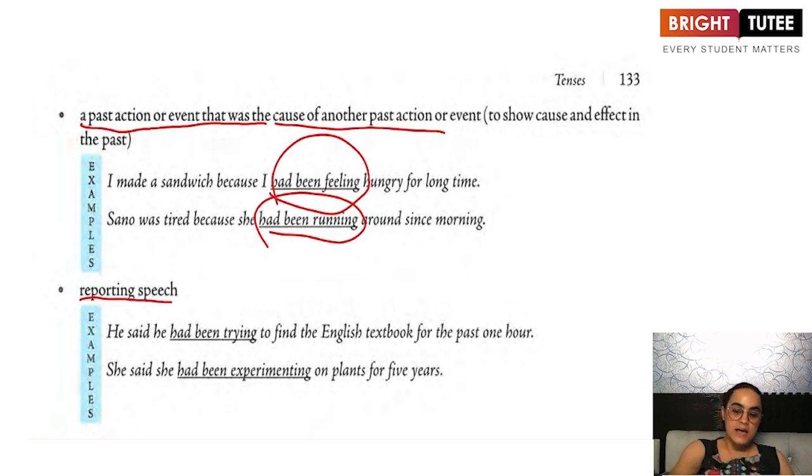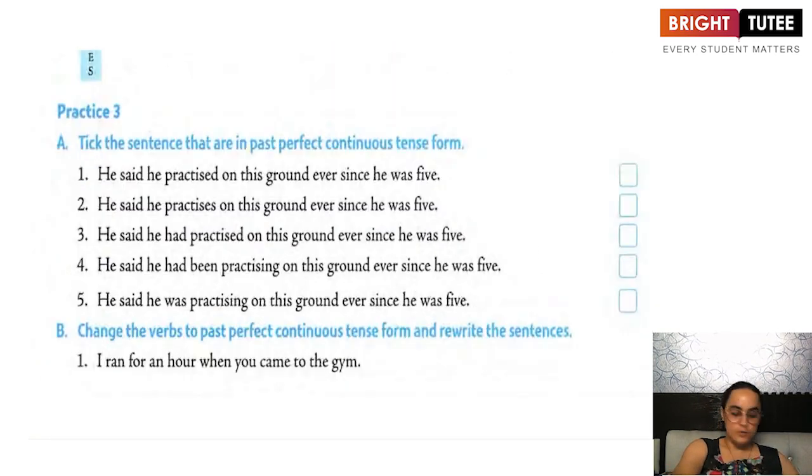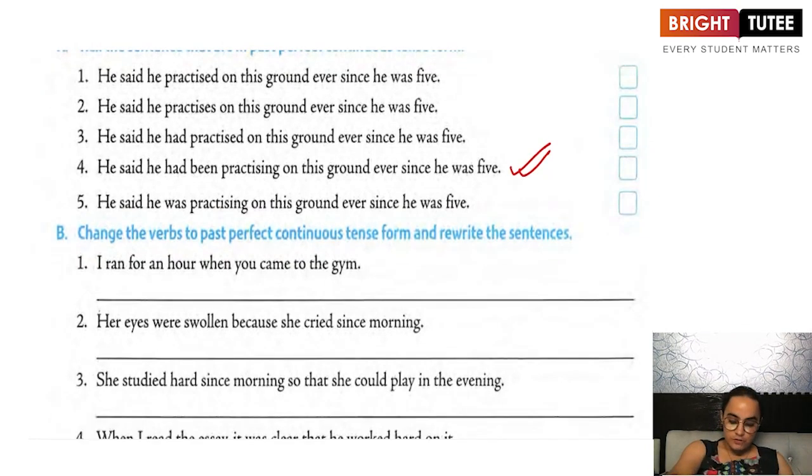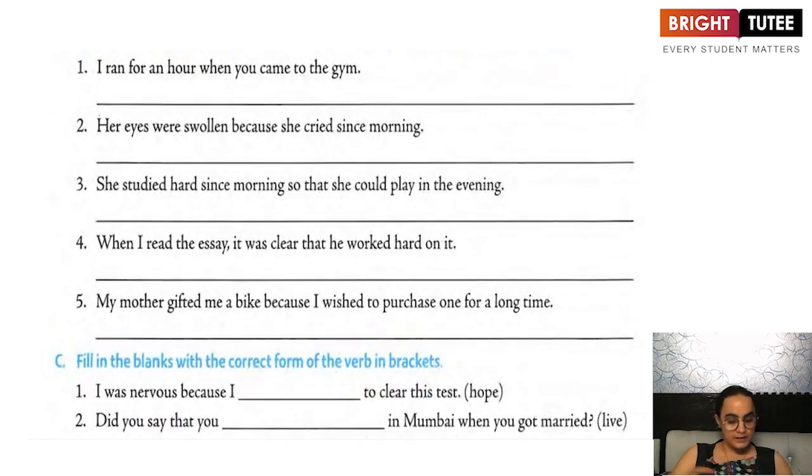Okay, dear students. Now let us look at the questions that follow it. Take the sentences that are in the past perfect continuous tense. He said he practiced on this ground ever since he was 5. No. He said he practices on the ground. No. He said he had practiced. No. He said he had been practicing on the ground. He said he was practicing on the ground. No. Okay. Change the following sentences to past perfect continuous tense.